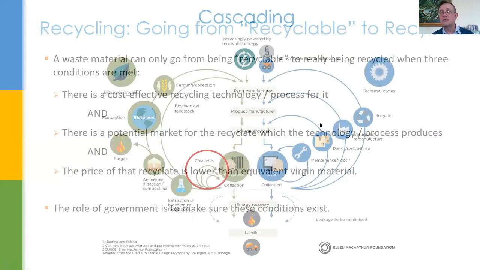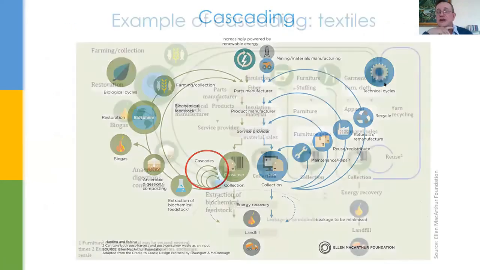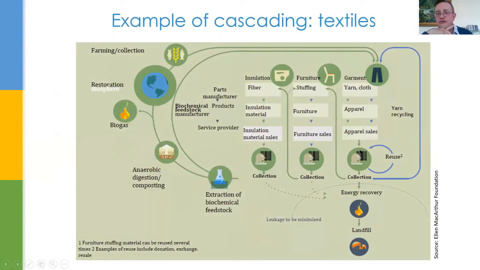Cascading, just an example from the textile industry. A pair of jeans goes through a first use as a pair of jeans, then you could do some technical recycling, but we'll forget about that. We'll go over here. The textiles could be used as furniture stuffing, a lower quality use. So it goes through a use phase as furniture, then the furniture again gets thrown away, but the stuffing, the fibers, can be used again at an even lower level of quality as insulation fiber, and then can go through a final use as insulation material.